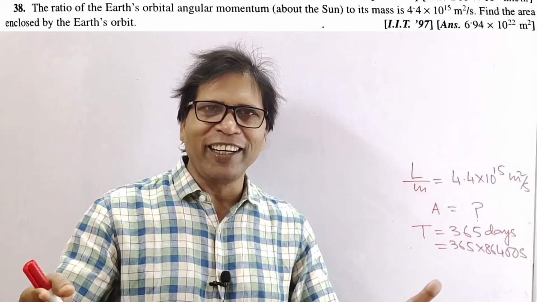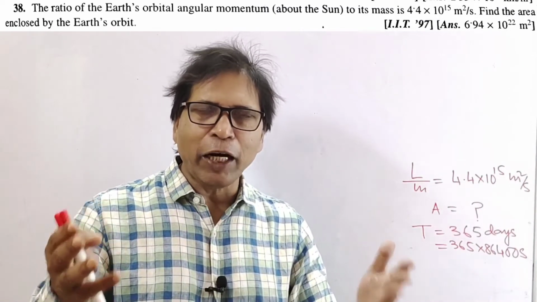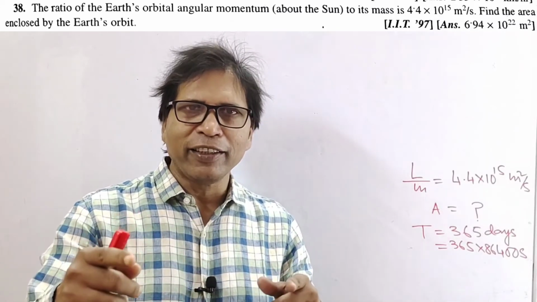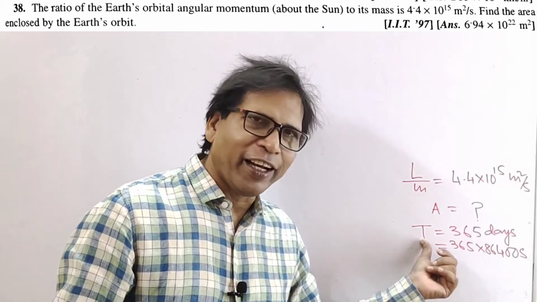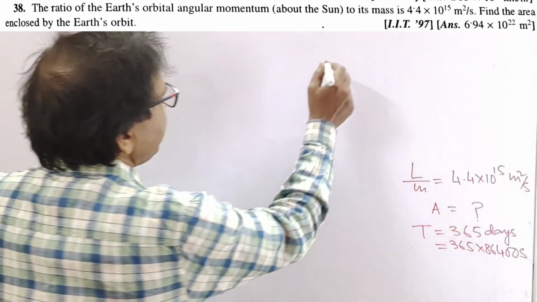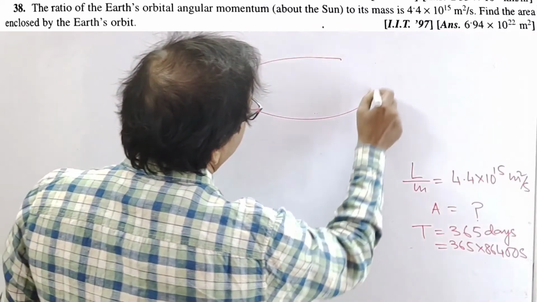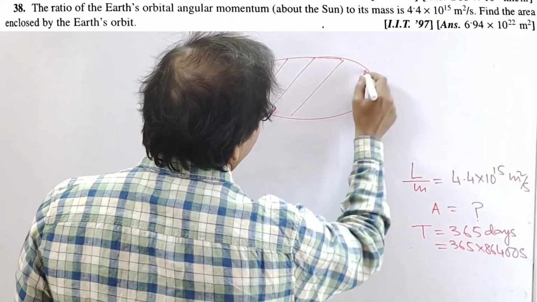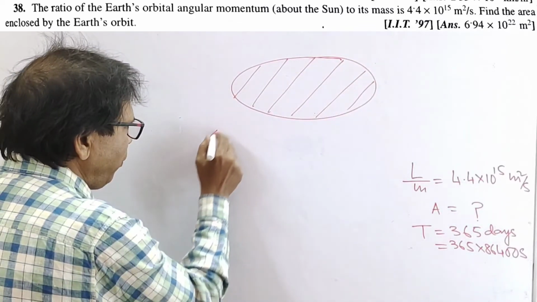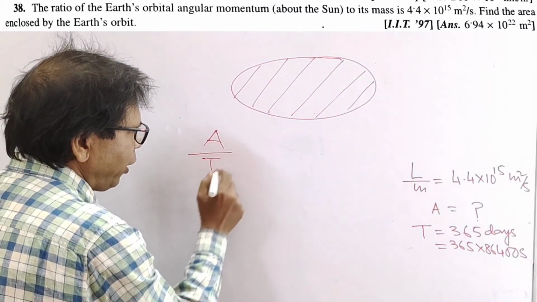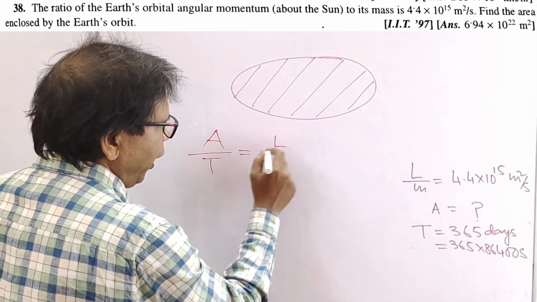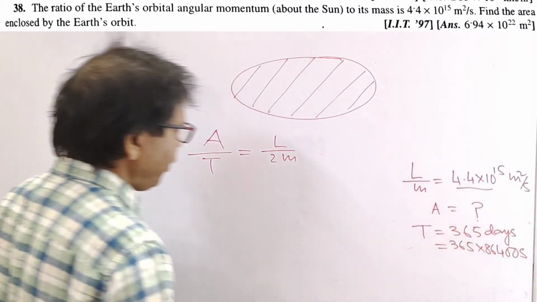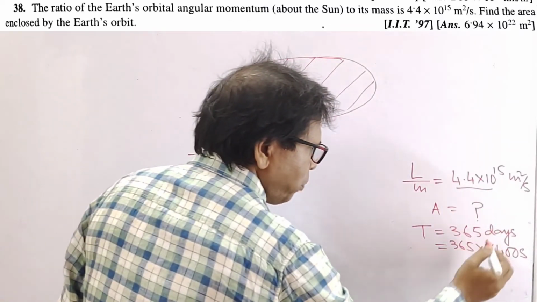Now we have to calculate the area described by the radius vector from sun to earth in a year. Look at this. Suppose this is the elliptical path of the earth. Now we have to calculate this area. We know that areal velocity, area by time, is equal to L by 2m. Here L by m is given. T is known. T is 365 days.